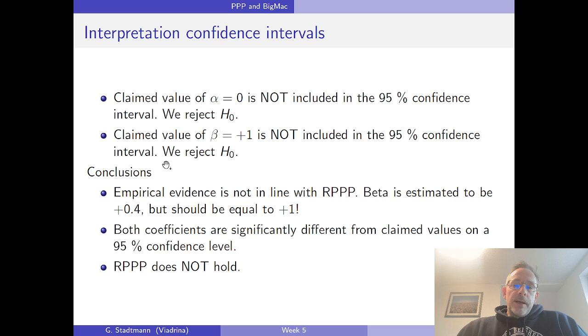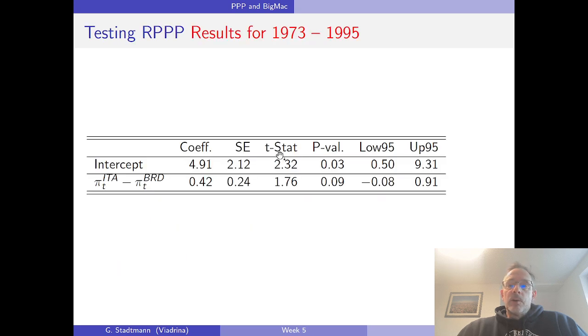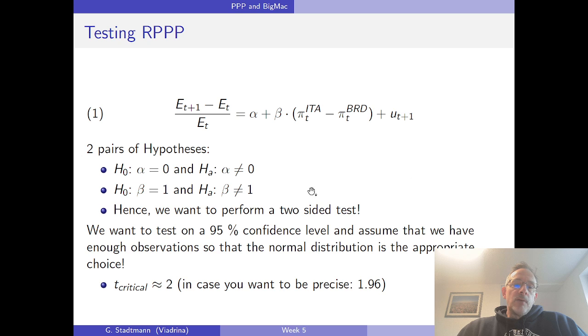What about beta? The claimed value beta is equal to 1 is not included in the 95% confidence interval, so we are also rejecting the null hypothesis that beta is equal to 1. Let's check once more. The lower bound of the 95% confidence interval is negative. The upper bound is smaller than 1. Hence, the 1 is not included in the confidence interval, and we have to reject the null hypothesis. Beta is not equal to 1.